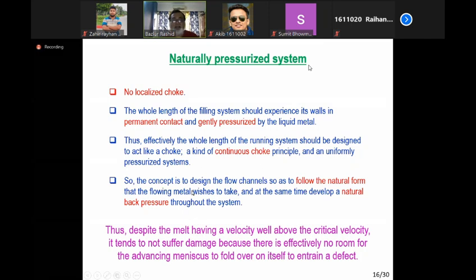So the concept is to design the flow channel so as to follow the natural form that the flowing metal wishes to take, and at the same time develop a natural back pressure throughout the system.